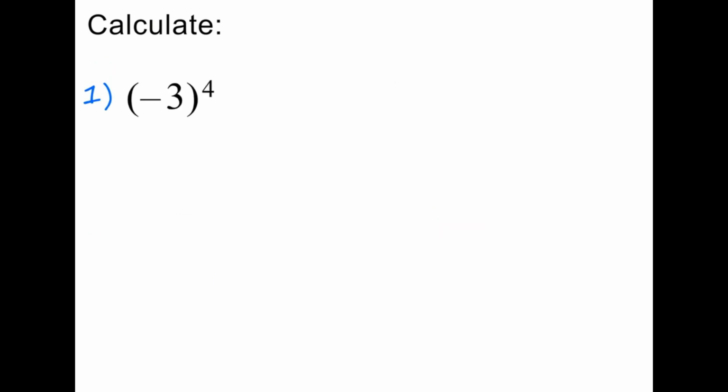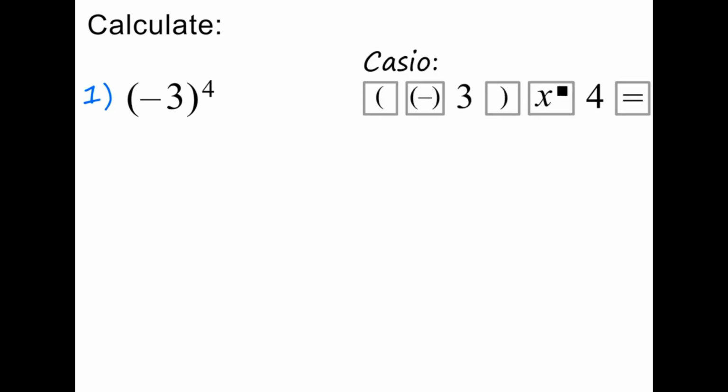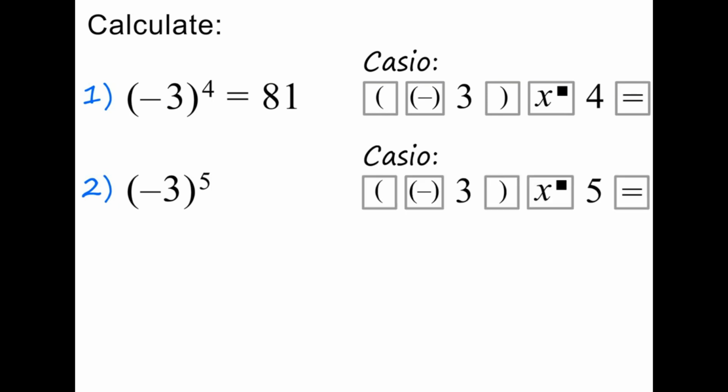In the next example, we are given a negative base. Please note, on the calculator, we also need to key in the brackets. This gives an answer of 81. Please pause and try the next one on your own first. Here are the calculator keys you need to use. The answer is minus 243. How did you do?